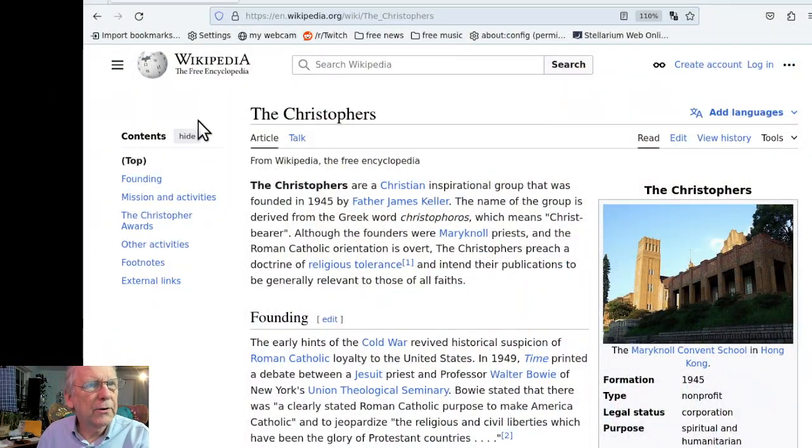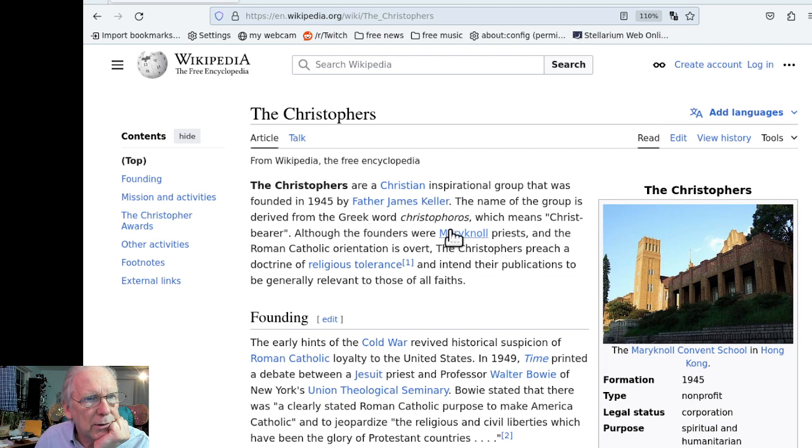So I'm looking at the Christophers. Christian organization. Okay, that's why they were talking. They must have mentioned God about 15 times at the end of that film, didn't they? Okay, the Christophers, non-profit organization. Oh, they're still around. Okay, so they just got started in '45, and then they did this film 10 years later. The Christophers are a Christian inspirational group that was founded in 1945 by Father James Keller.